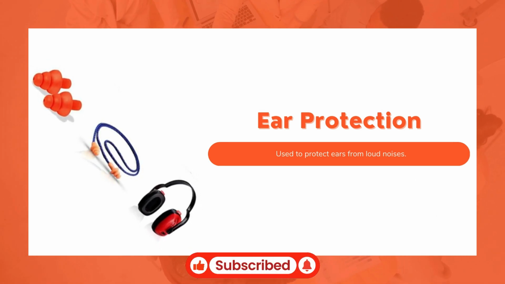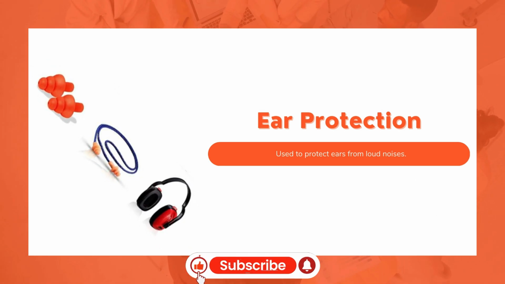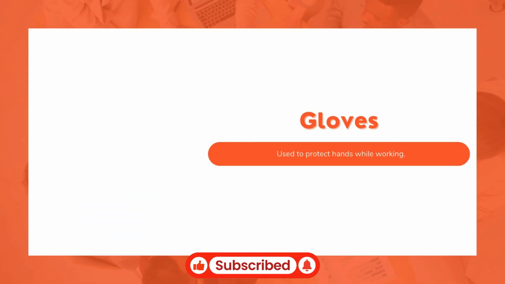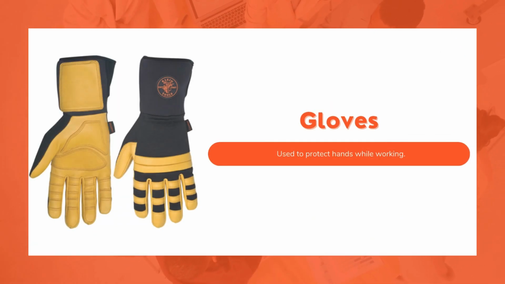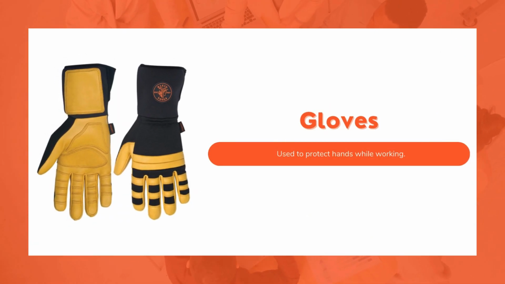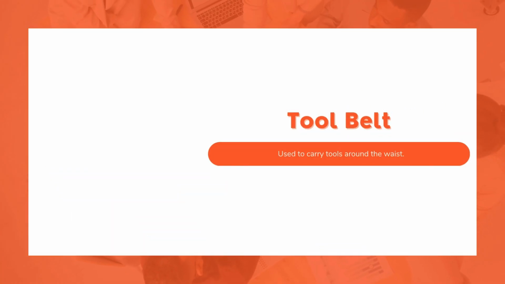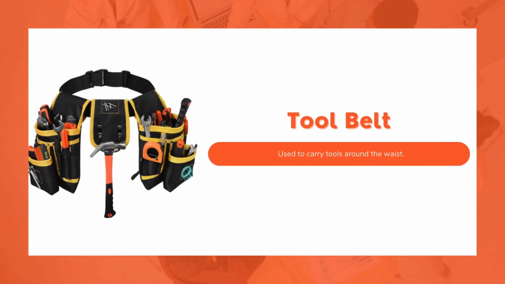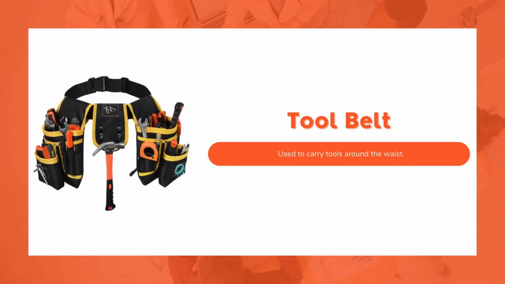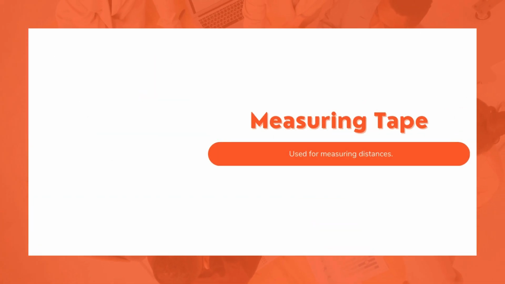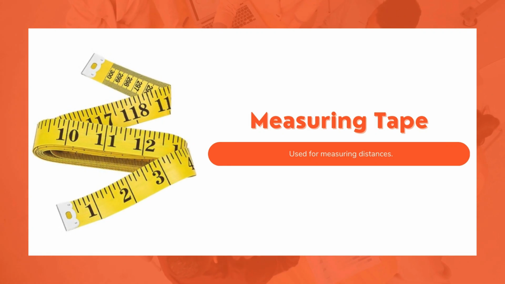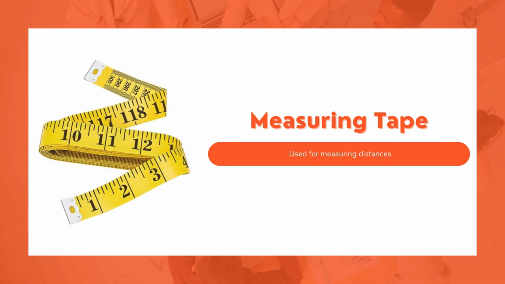Ear protection used to protect ears from loud noises. Gloves used to protect hands while working. Tool belt used to carry tools around the waist. Measuring tape used for measuring distances.